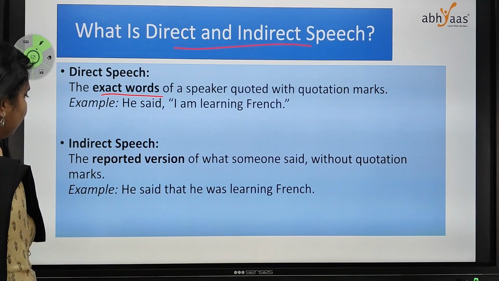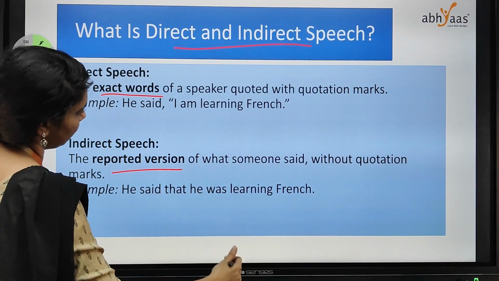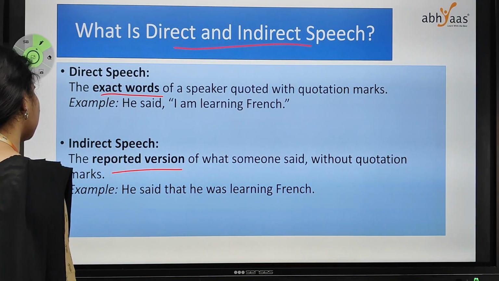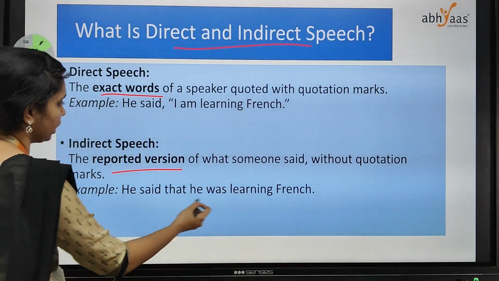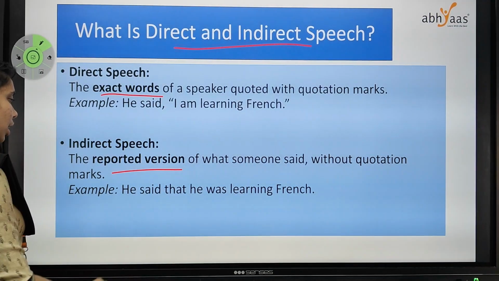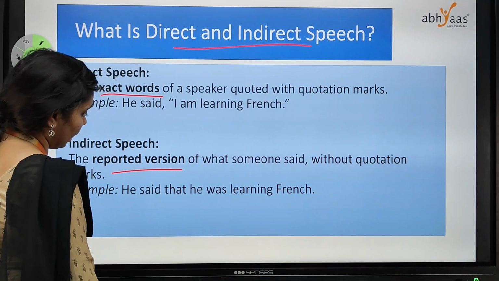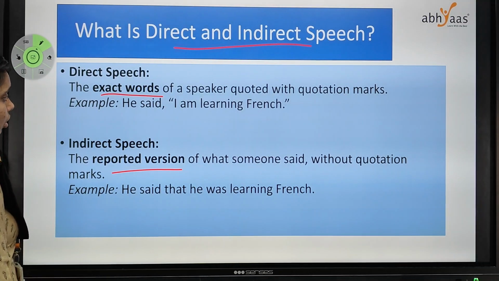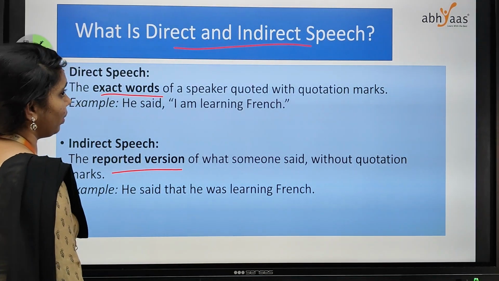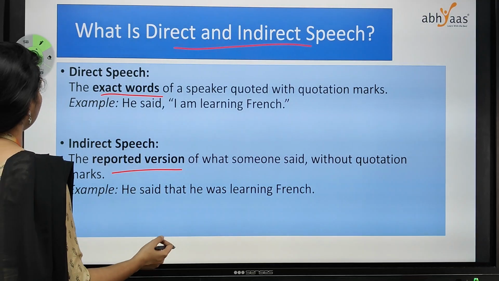And when it comes to indirect speech, it is something like the reported version of what someone said without the quotation marks, right? So he said that he was learning French. The same sentence is being told in reported speech. So during that process of changing, there are some basic rules that we need to follow. Let's just have a quick revision on these rules now.